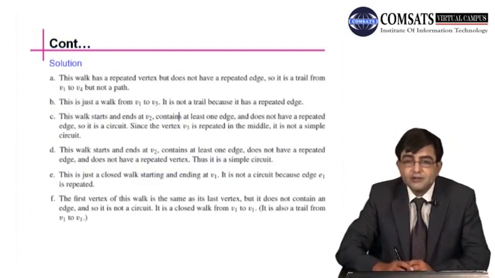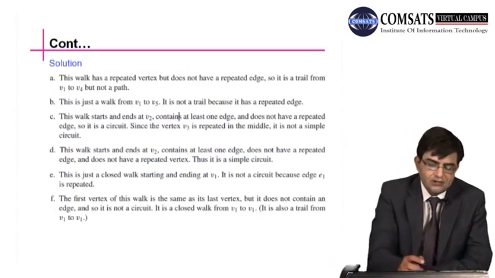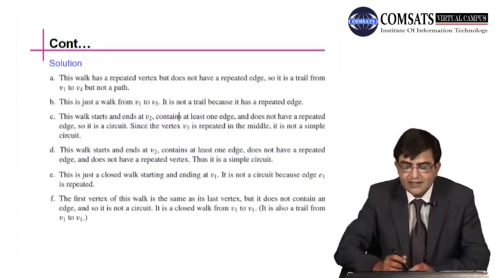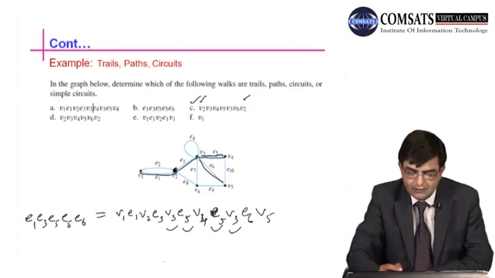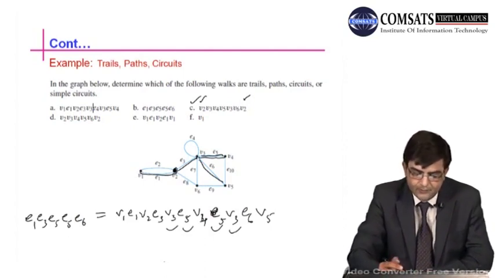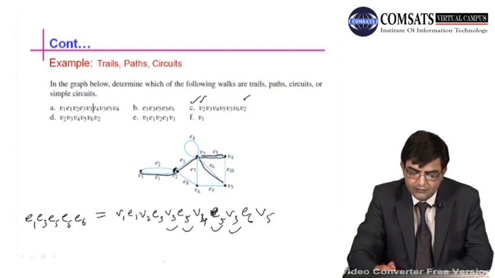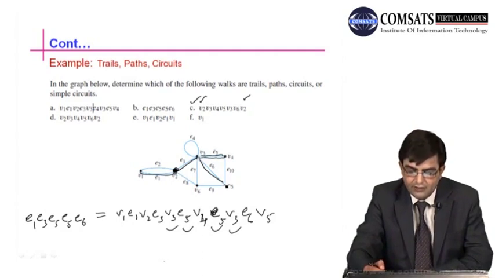And there are some other possibilities here. In this part C, the walk starts and ends at V2 and contains at least one edge. From V2 we go to V3, from V3 we go to V4, from V4 we go to V5, and then from V5 to V3 here, and next we go to V6 and then V2.